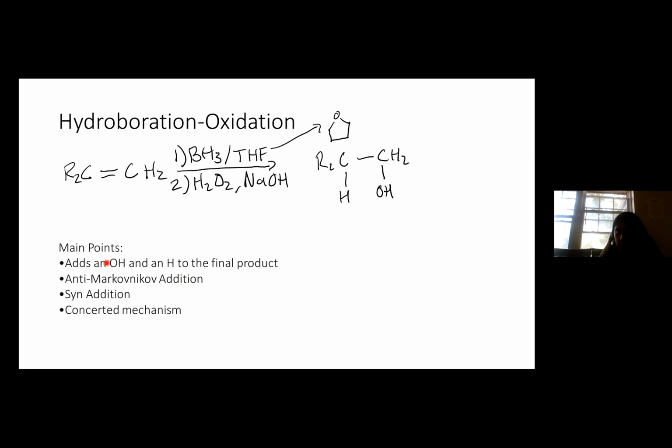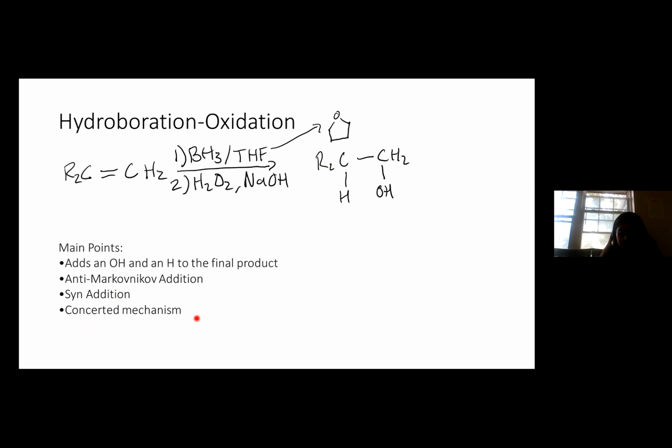So first, right, we're adding OH and H to the final product. And then this is Anti-Markovnikov addition because the H is added to the least substituted. And then I also want you guys to note that this reaction is going to be a syn addition, and then I'll explain later why it's a syn addition, and I'll show you the mechanism for that. So essentially what that means, again, just to review, is that the H and the OH are going to be added to the same side of the double bond. So they're going to be either both wedges, both dashes, or both lines like this.